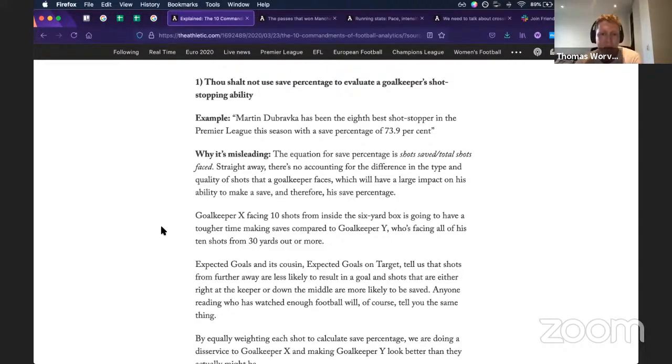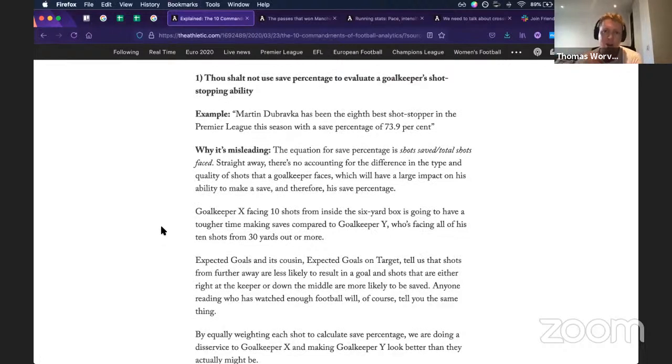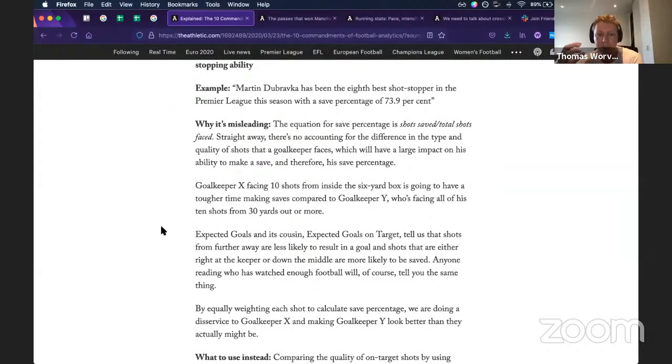So the first is, thou shalt not use save percentage to evaluate a goalkeeper's shot-stopping ability. This one was born out of seeing save percentage graphs on Sky Sports News or any football stats aggregator on Twitter, saying this guy's made the most saves, so he's the best goalkeeper. But as with a lot of things that are football analytics 101 at this point, volume and quality are very different things. If you factor in quality, the volume can look completely different. Being able to understand how many goals the keeper has saved, based on a model which looks at the quality of on-target shots, is arguably a better measure than raw save percentage.